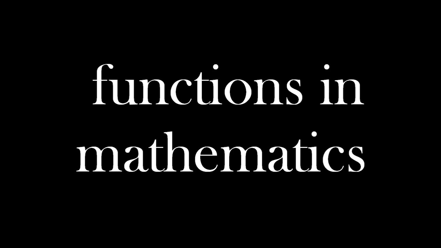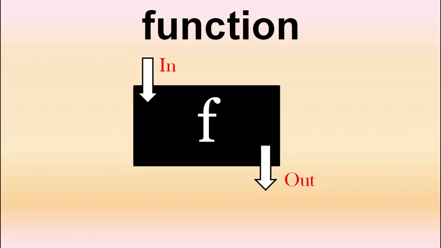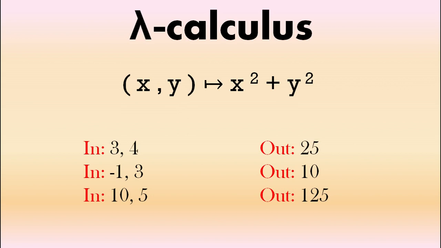We think of mathematics when we hear the word functions. And if you think about it, in a function in maths, we can have things that go in and things that come out. So for example, say we have a function where we have x squared plus y squared. Well, we put the values in x and y and we get the output from the function. So for example, if x and y are 3 and 4, the output will be 25. If x and y was minus 1 and 3, the output would be 10. If the input was 10 and 5, the output would be 125.